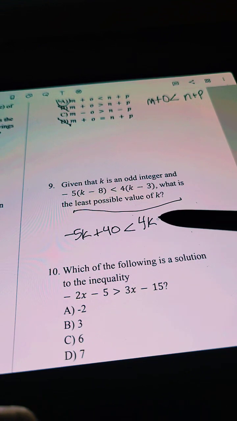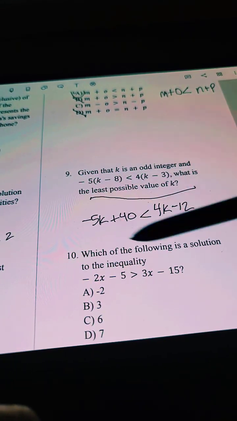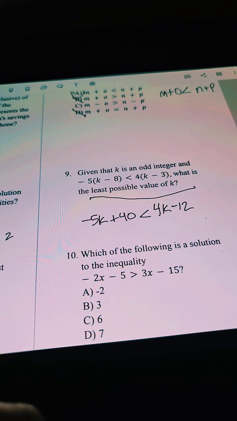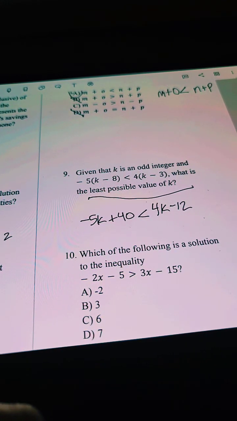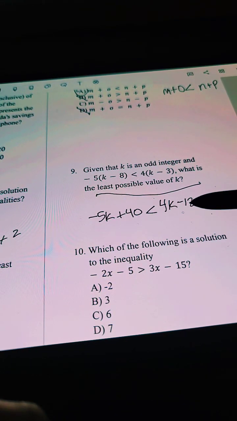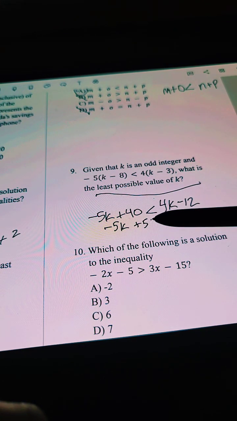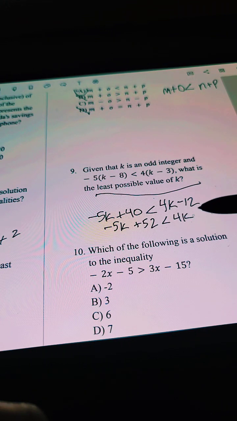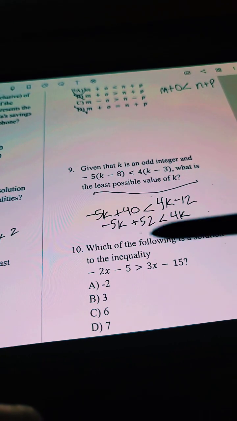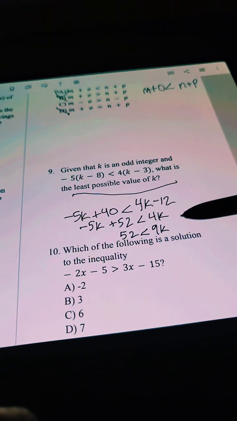And 4 times -3 is -12. Okay, so again, inequalities are very similar to solving equations. It's basically the same thing unless you divide or multiply by a negative. So let's go ahead and add 12 to each side. So then I'm going to have -5k plus 52 is less than 4k. And then I'm going to add 5k to each side. So then I'm going to get 52 is less than 9k.